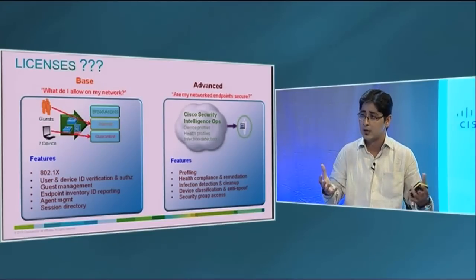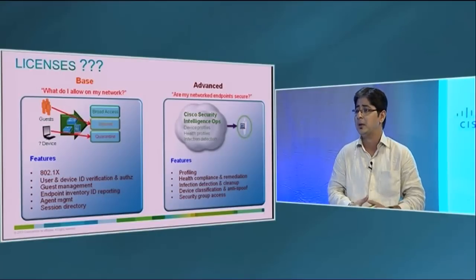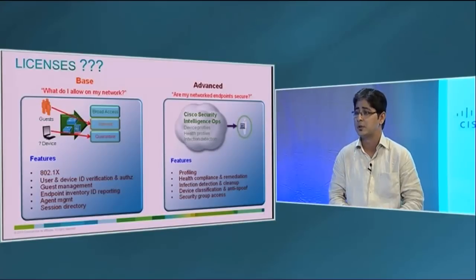So these are the two kinds of licenses which we have, and we recommend having the advanced license to use all the functionality of Cisco ISE. Yeah, that helps. So talking about deployments, how can we deploy ISE into our networks?